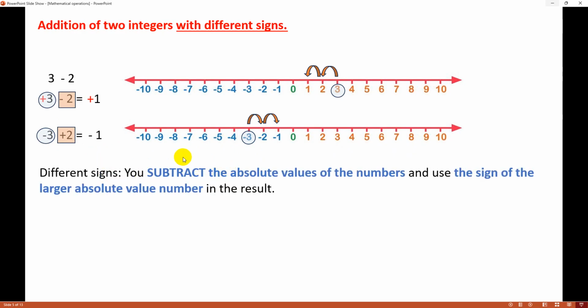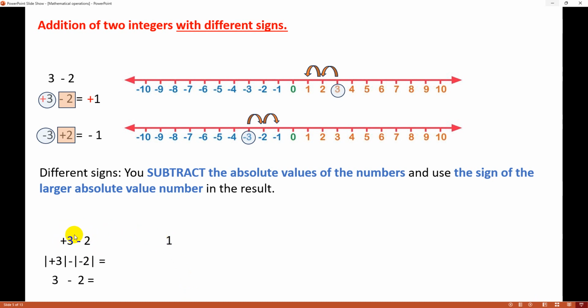So as a general rule, when you have different signs, you're going to subtract the absolute values of the numbers and use the sign of the larger absolute value number in the result. For example, here, you have positive 3 minus 2, you get the absolute values of each one. Absolute value of positive 3 is positive 3, absolute value of negative 2 is positive 2, and you subtract them. Again, if you start with different signs, positive and negative, you're going to subtract their absolute values. 3 minus 2 is 1.